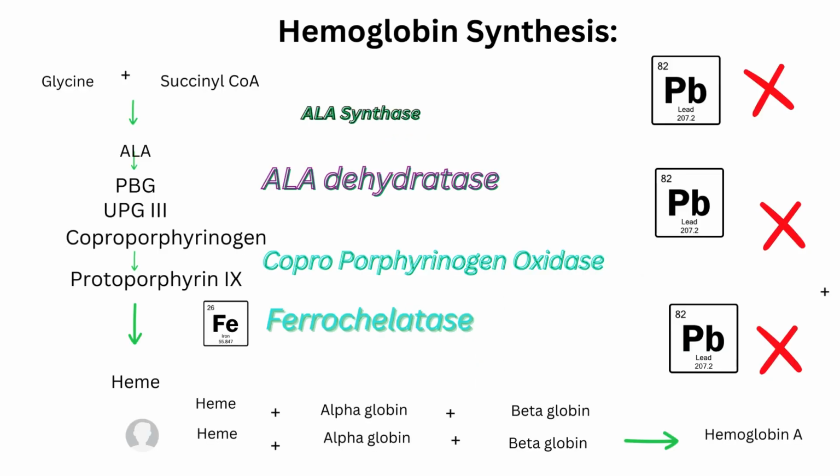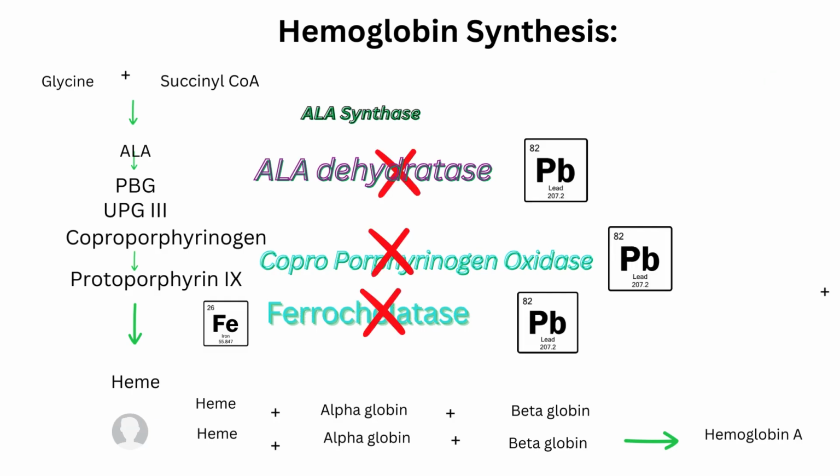Question: which three enzymes are poisoned by lead? Do you know which ones? If you guess ALA dehydratase, coproporphyrinogen oxidase, and ferrochelatase, you're correct.